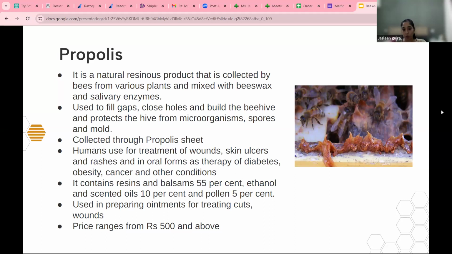The resin composition is resin and balsam 55%, ethanol and scented oils 10%, and pollen 5%. We can use it to prepare ointment for cuts and wounds. Many people outside India are developing many things out of this propolis, the pollen, the royal jelly, in terms of the medicinal benefits. The price range for the propolis starts from 500 and above.